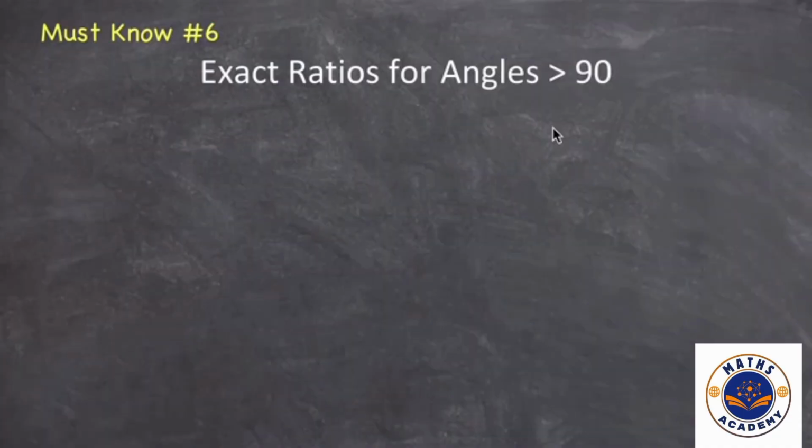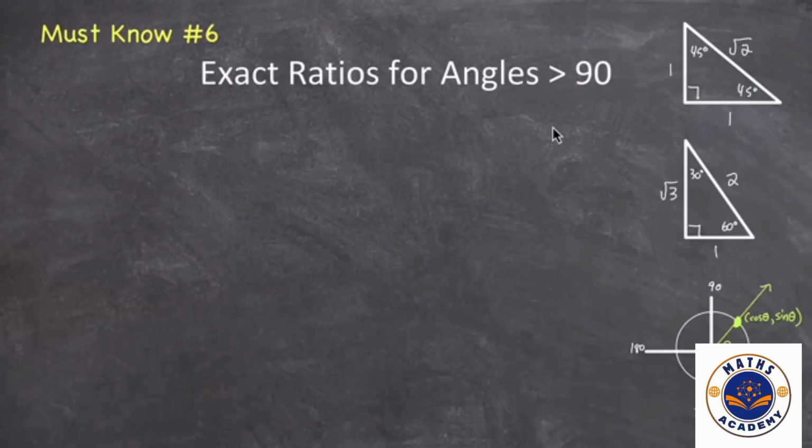Must know number 6. You need to be able to find the exact value of ratios for angles that are bigger than 90 degrees. To do that, you're going to need to remember your special triangles and the unit circle. Let me draw those quickly as a reminder. Let's say you are asked to find the exact value of the sine ratio of 150 degrees.